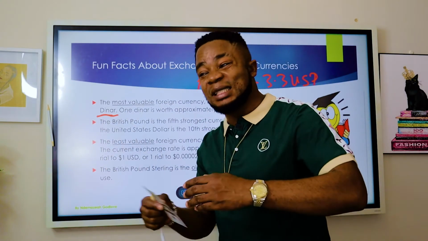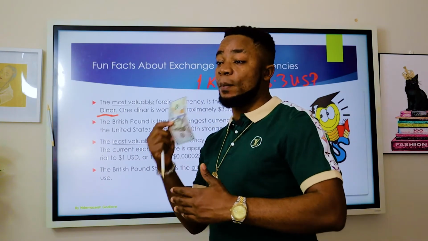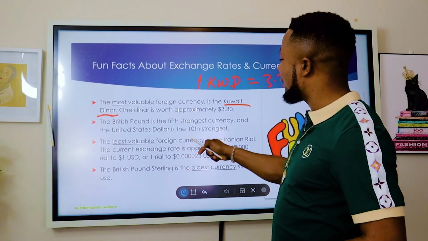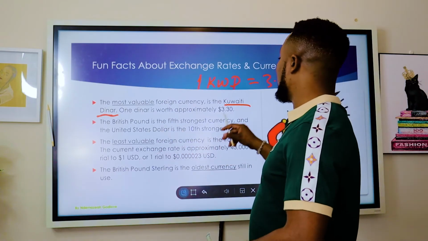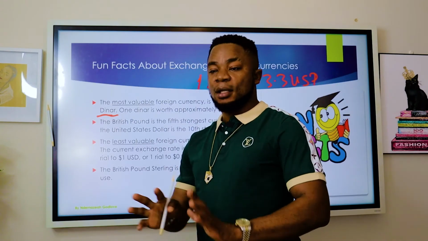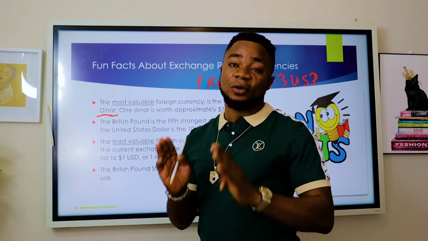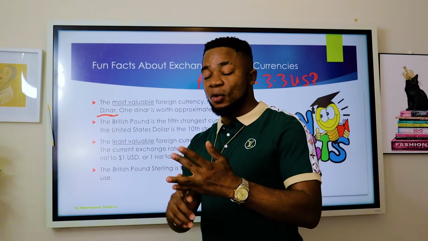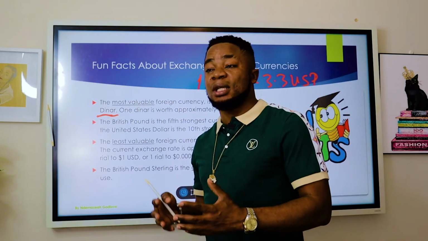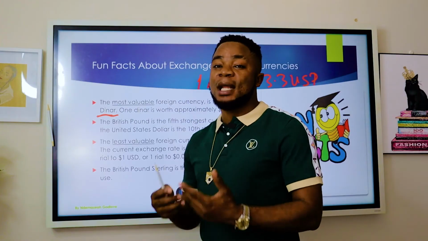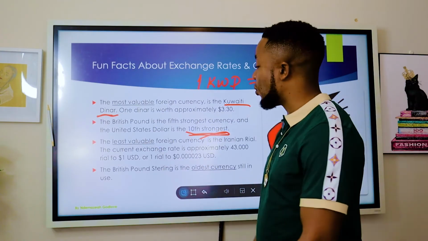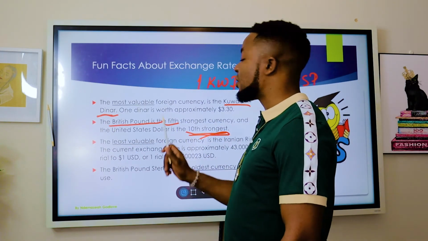You can see how some currencies are very inflated, some currencies have super crazy exchange rates. And another fun fact, they say the British pound is the 5th strongest currency and the United States dollar is the 10th strongest. Even though the most demanded and most reserved currency in the whole world, where people have their money stored, is still the United States dollar, it is the 10th strongest, while the British pound is the 5th strongest.